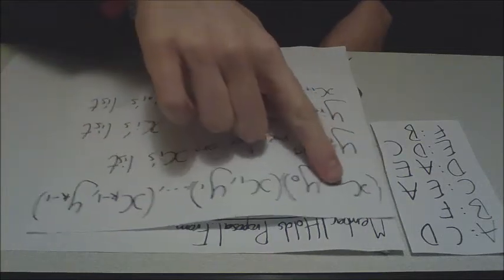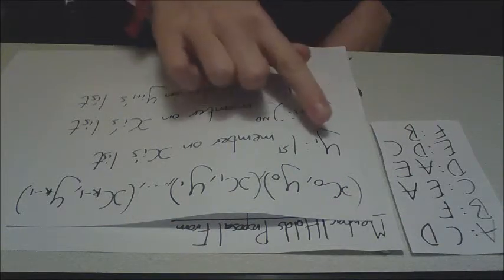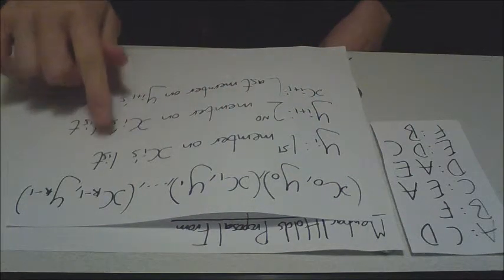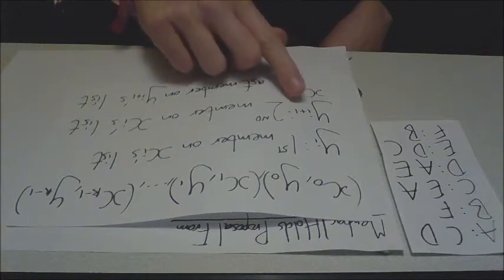In this stage of the algorithm, we write out a sequence of tuples in this form, using XO as the first member in the table that has more than one member left in its list. As shown, the sequence is formed with YI as the first member on XI's preference list, and YI plus 1 as the second member on XI's preference list.